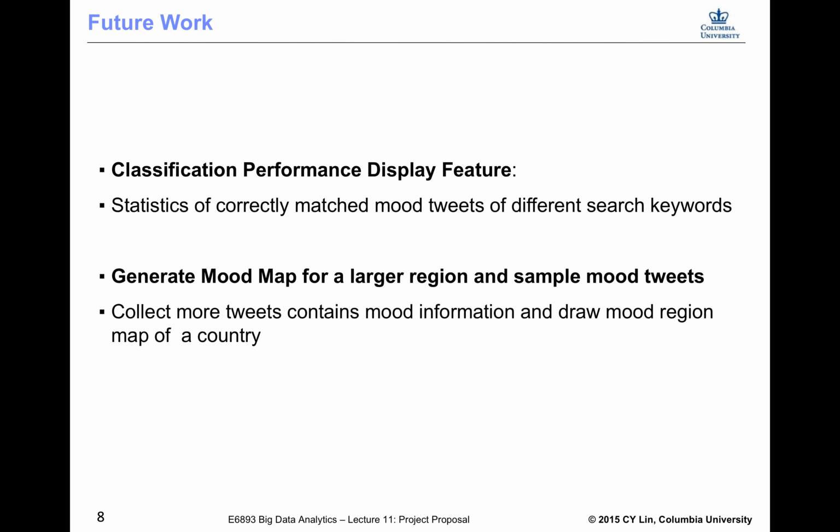For future work, first I need to add a classification performance display feature, so we can find statistics of correctly matched mood tweets for different search words. Then I want to generate a mood map for a larger region, like a whole country, and sample some mood tweets. We need to collect more tweets containing mood information and draw the mood regions of the whole country.